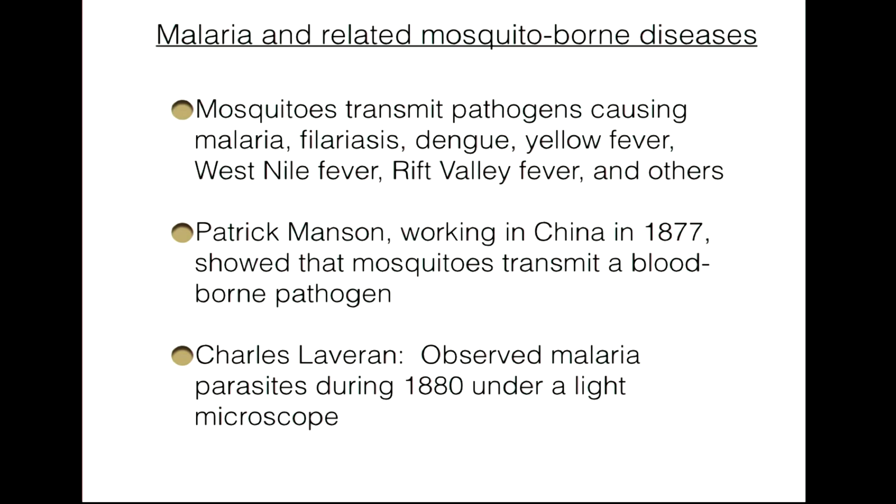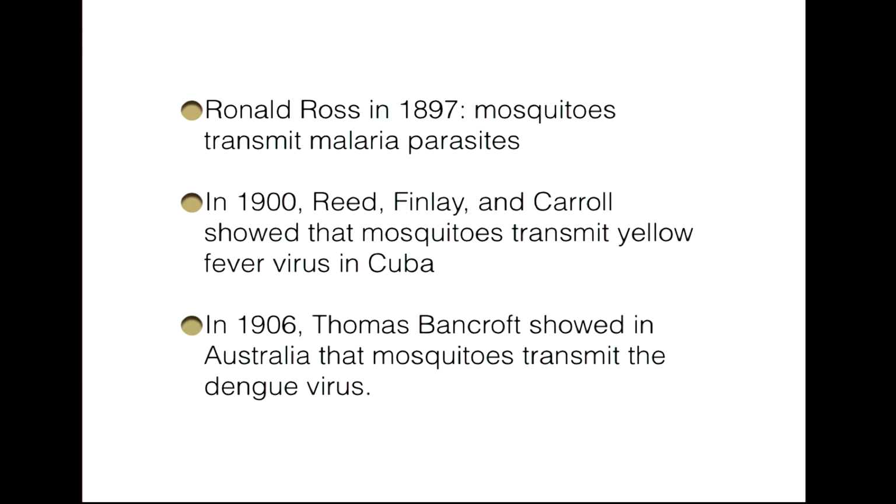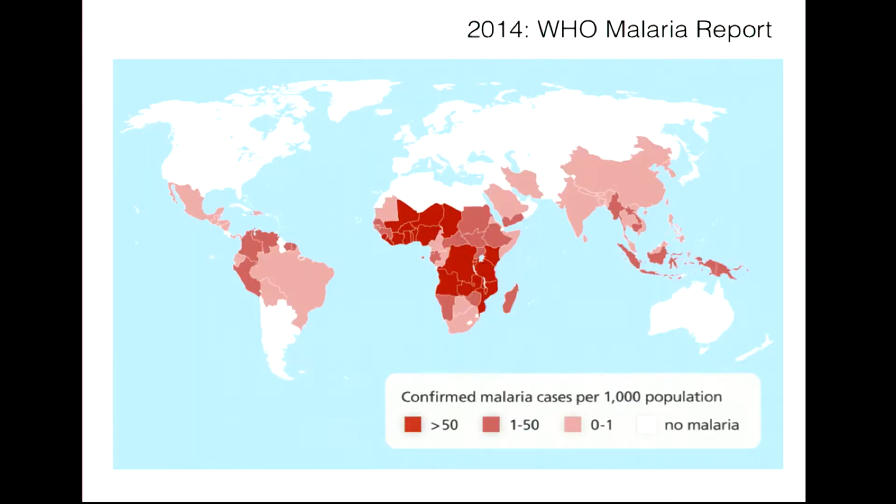A gentleman called Charles Laveran observed malaria parasites under a light microscope. So you could actually see that the causative agent for the infection was a particular parasite, which he could see under a microscope. The real study of malaria epidemiology can be considered to have started with Ronald Ross in 1897, who showed that mosquitoes transmit those parasites. And then a little later, Reed, Finlay, and Carroll showed that mosquitoes transmit yellow fever virus in studies in Cuba. Bancroft showed in Australia that mosquitoes transmit the dengue virus. Again, this is fairly old, this is 1906. That's a whole bunch of people who've contributed to this initial understanding of what mosquitoes do in the transmission of disease.